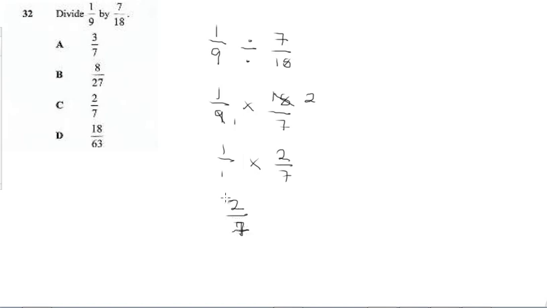Do we have any answer amongst the options given that is similar to 2 over 7? We've got A, 3 over 7, B, 8 over 27, C, 2 over 7, D, 18 over 63. So therefore the answer is C, 2 over 7. So let's look at a different question.